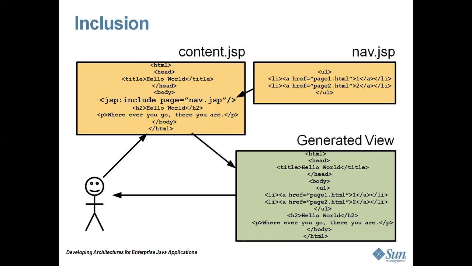An example of inclusion is just like that. It is a content JSP, it is a navigation JSP, and finally at runtime they generate this one view in the gray part. So what's a content JSP? It directly includes the navigation JSP. And what's the navigation JSP? It actually includes two URLs.